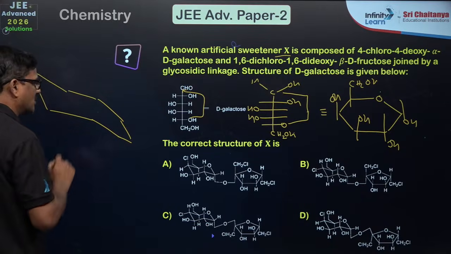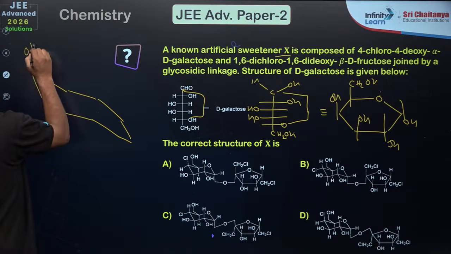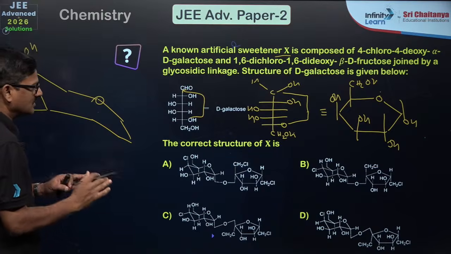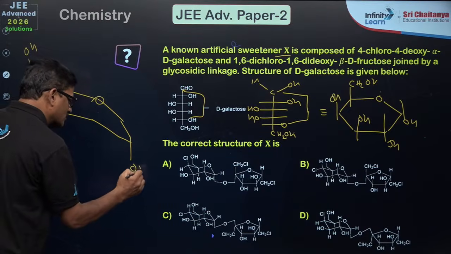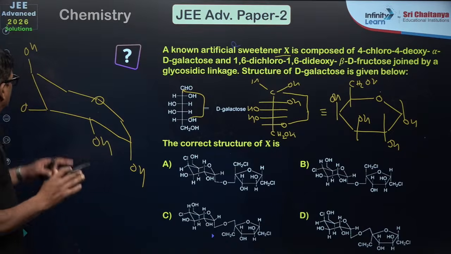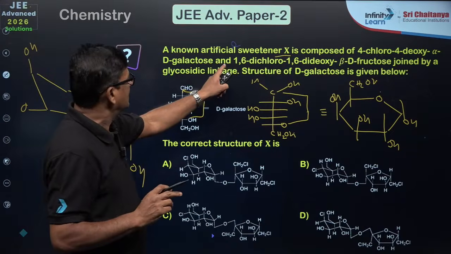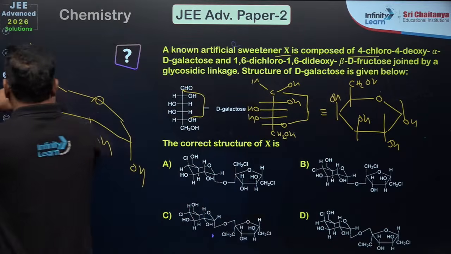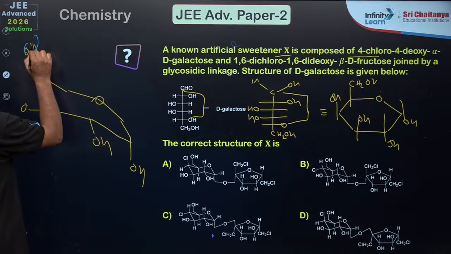In that ring structure you need to take this OH over here, and this OH over here. So all these structures you can say are given with OH over here, and this is going to be OH over here. So this is given as 4-chloro. This structure is made with chlorine over here.